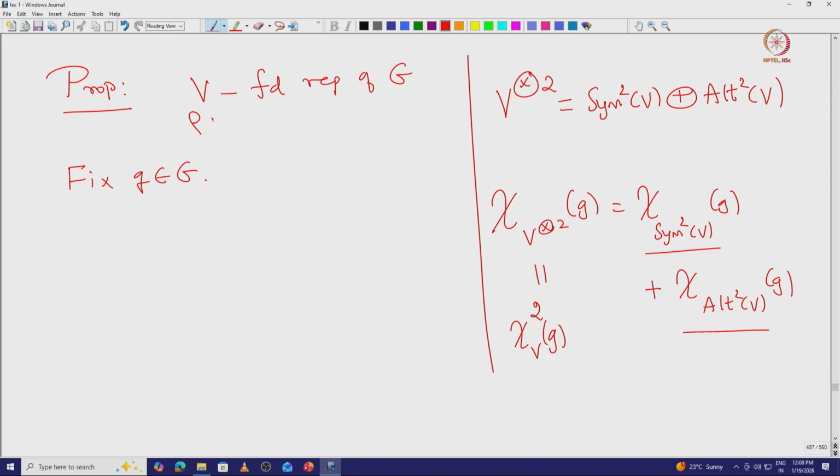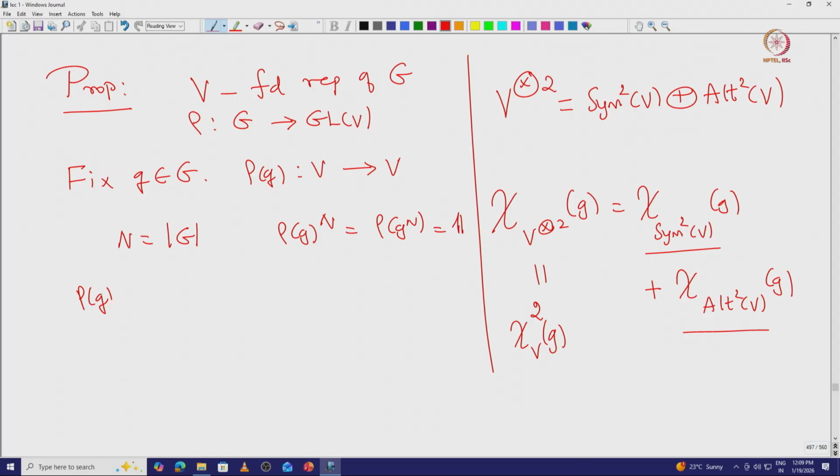Let us say rho is the representation from G to GL(V), then rho of g is a map from V to V, and since G is finite, if we call capital N the cardinality of G, then rho(g) to the power N is rho(g^N), which is exactly the identity. So that means rho(g) is diagonalizable and all the eigenvalues of rho(g) are Nth roots of unity.